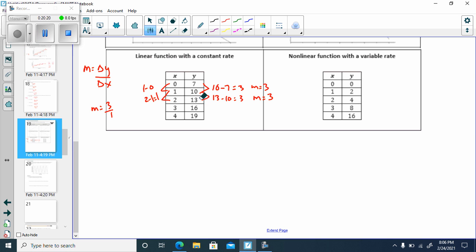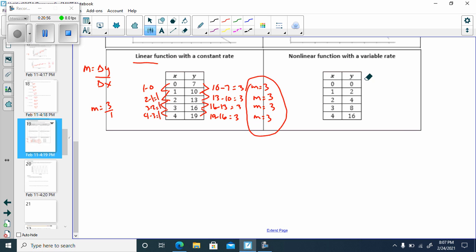Okay, now let's try between these 2 points. 16 minus 13 is 3. 3 minus 2 is 1. That's 3 over 1, which is 3. Your slope is 3. And then this one, 19 minus 16 is 3. 4 minus 3 is 1. Okay, that's 3 over 1, which is 3. If my slope is 3, okay, it's the same between every set of points. Therefore, it's linear.